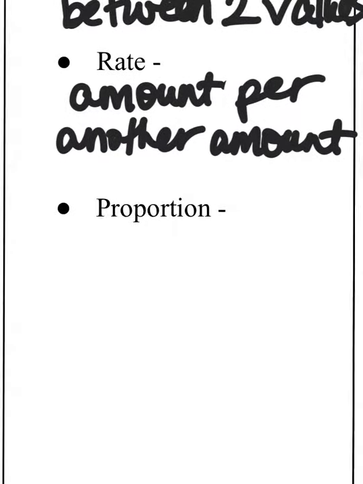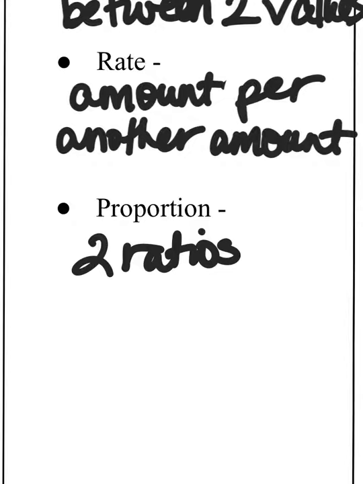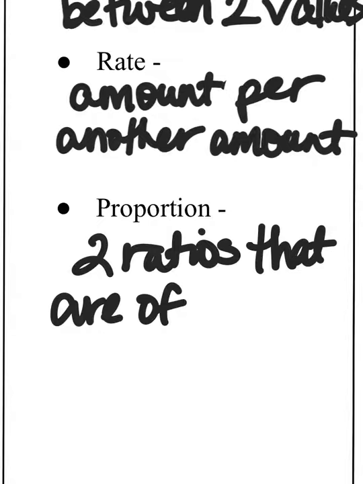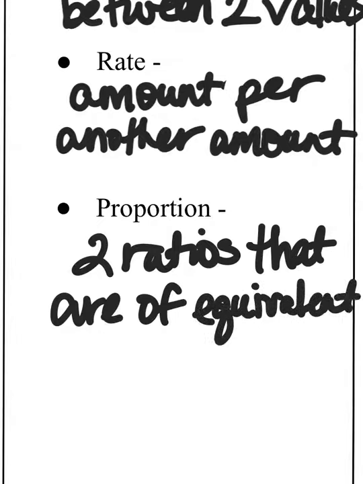Proportions are just two ratios that are of equivalent value. You guys have actually done quite a bit of this already. So we've done equivalent fractions. When you were tripling or cutting in half your recipes for your recipe project, that was all working on proportions. They're equivalent value. Equivalent fractions are the easiest thing to think of.